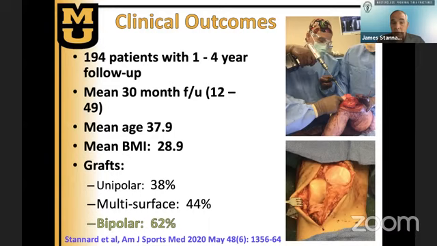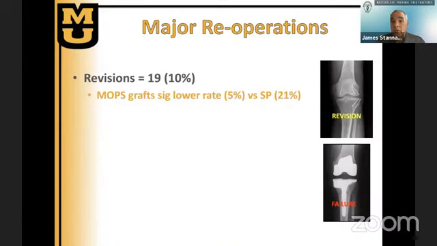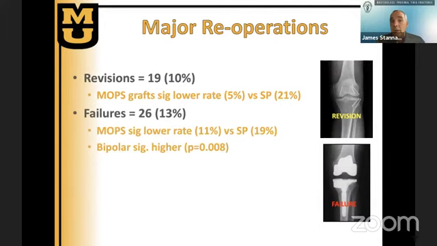Grafts, not the MOPS grafts. We had 40% failure, 60%. I'll show that in just a moment. So what we found was the MOPS grafts had a significantly lower rate of a need to revise to another graft because the first one failed, and a significantly lower failure rate as well.